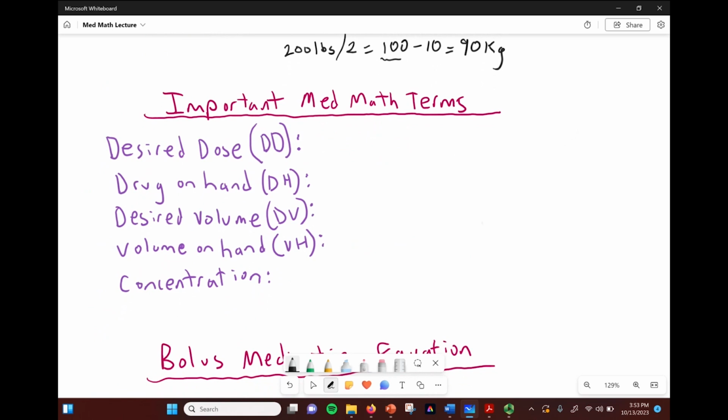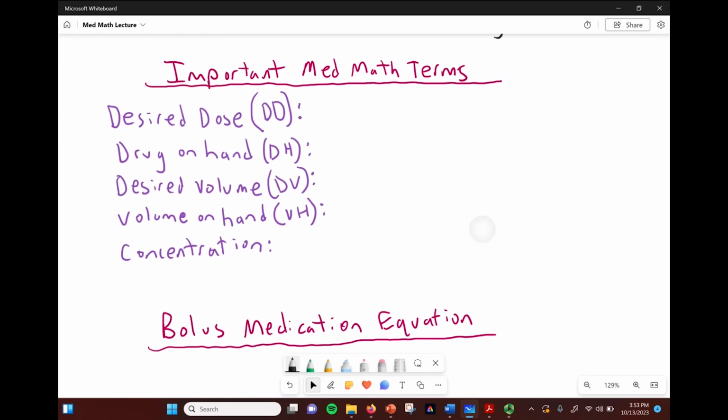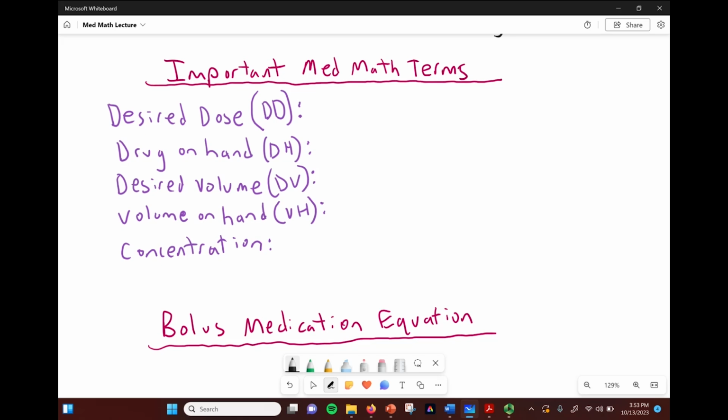Now we're going to talk about how to actually set up for some of these equations. In this video, we're going to end with going over the bolus medication equation. But we have to first figure out some of these important terms that we're going to use. So we have here 5 major terms that you need to have a good understanding of in order to be able to do our equations.